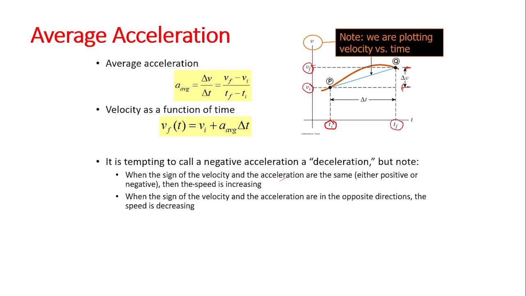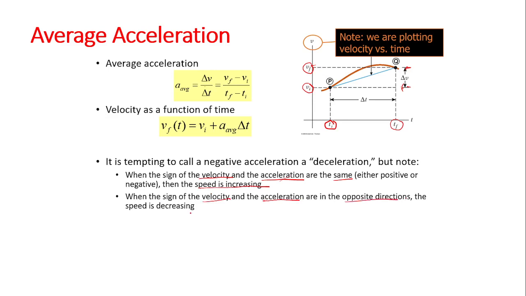For the sake of multiple choice, take note of these two statements. When the signs of velocity and acceleration are the same, whether positive or negative, then the speed is increasing. This is for the sake of MCQ. When the signs of the velocity and the acceleration are in opposite directions, then the speed is decreasing.